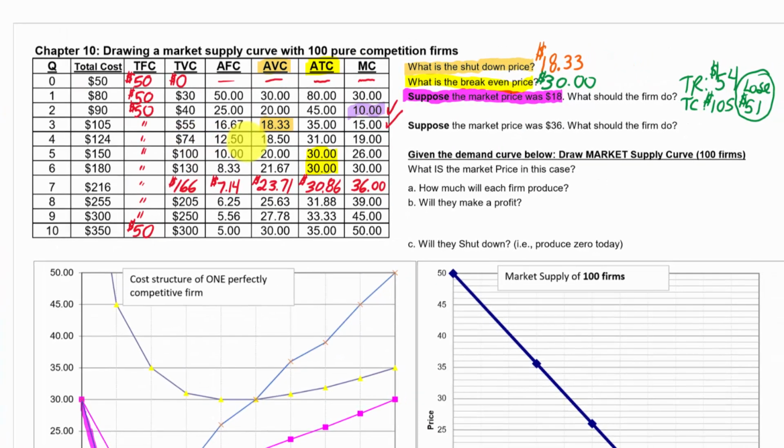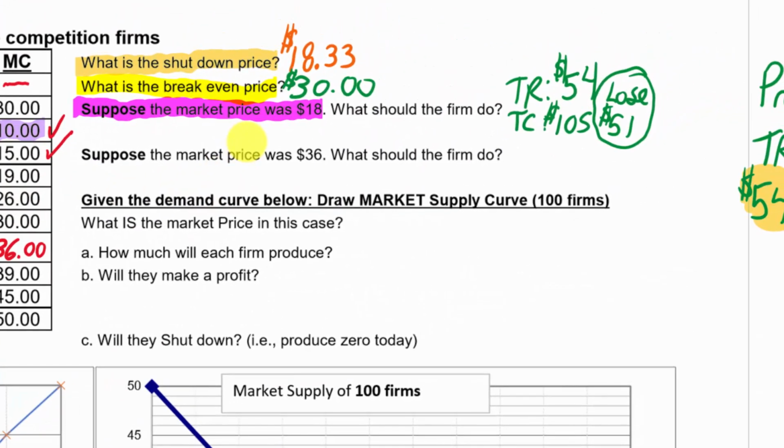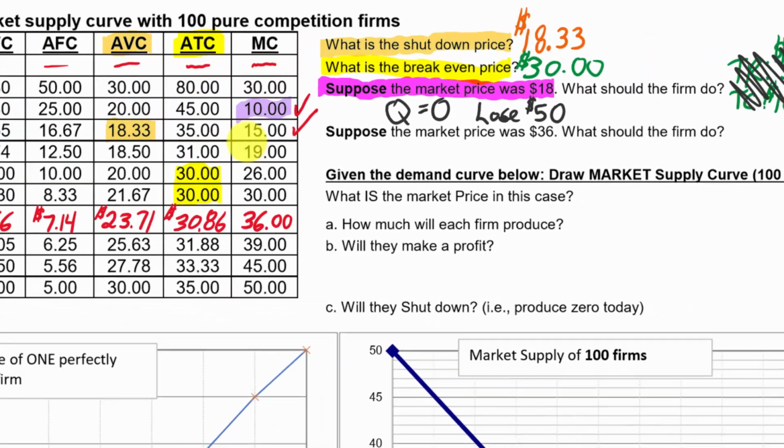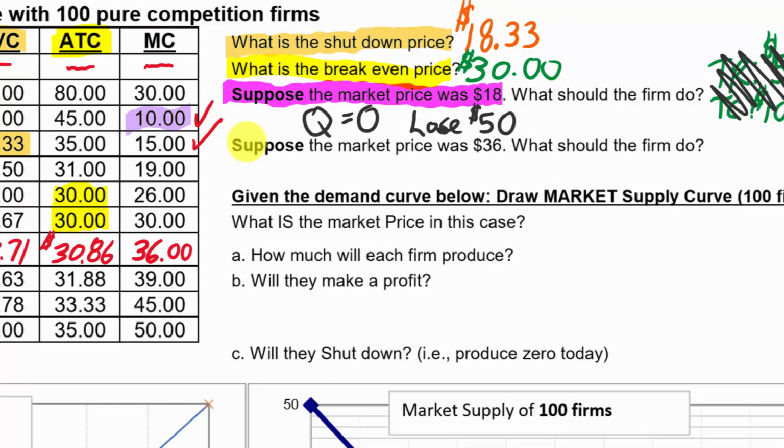So the real answer to this question, at a market price of 18, you don't have to go through all this stuff. Just say quantity equals 0 and you're going to lose your fixed costs. You still have to pay those fixed costs even if you produce 0 units. So that would be our answer. Very quick and simple. Just compare the price to the shutdown price. All right, well, now suppose the market price was $36. Let's see what the firm should do in this case.